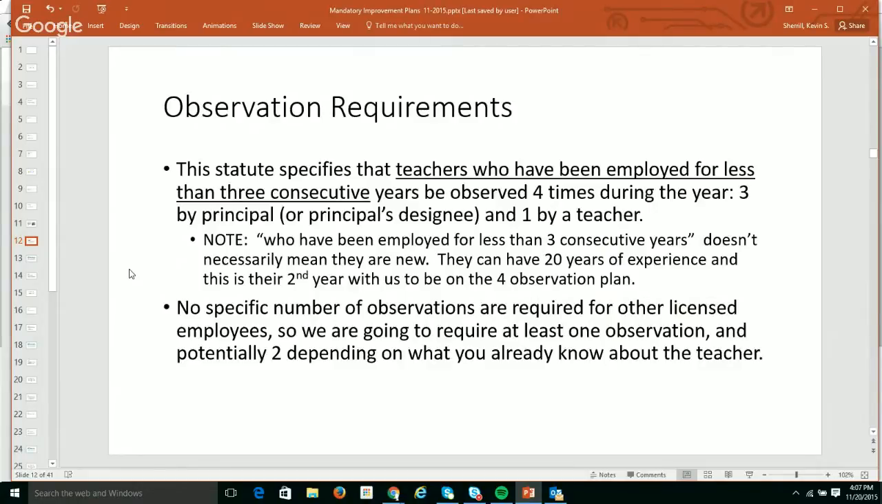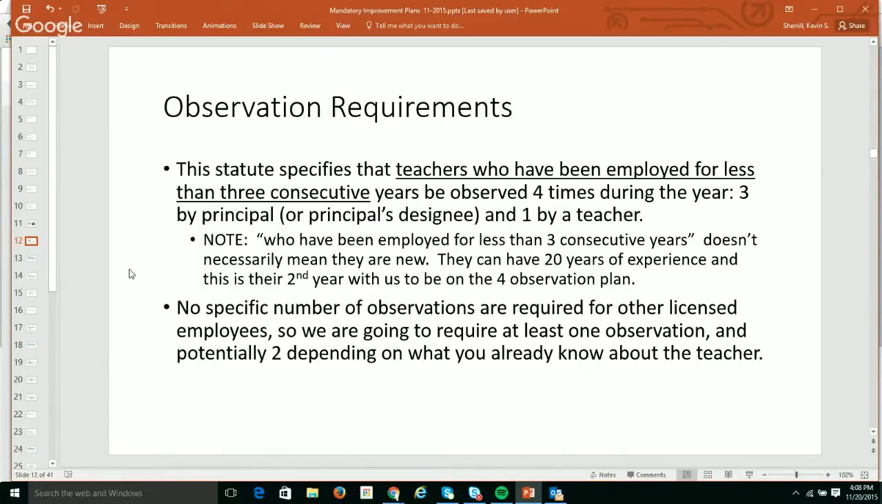It is important to note that those teachers who have been employed for less than 3 consecutive years, for better or for worse, that doesn't mean new teachers. I don't know if this was just a mistake in the way the statute was drafted or what, but the way it reads, you could have a career teacher who earned career status in another district and has been teaching for 20 years, but came to us last year, and they're in their first 3 consecutive years with our district. So they would fall under this part of the statute, needing to be observed 4 times. Beyond those teachers who've been employed for less than 3 consecutive years, there's no specific number of observations that are required for other licensed employees.